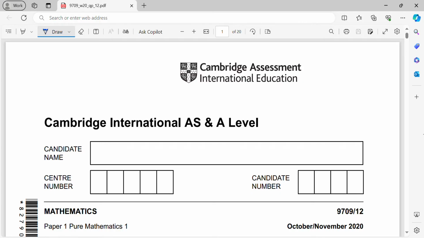This video is to discuss Cambridge International AS and A-Level Mathematics Paper 1, which is the pure mathematics one for October-November 2020, and the code is 9709/12. So let's move on to question number 1.